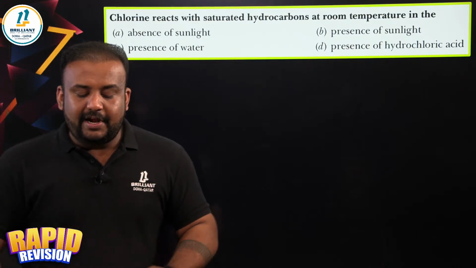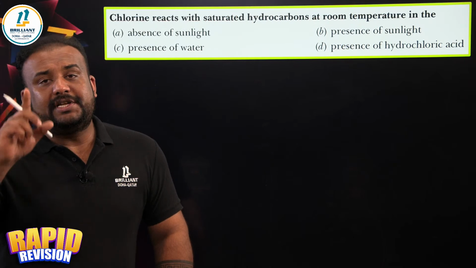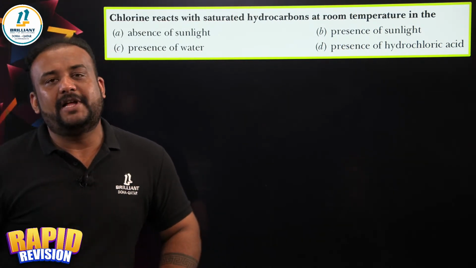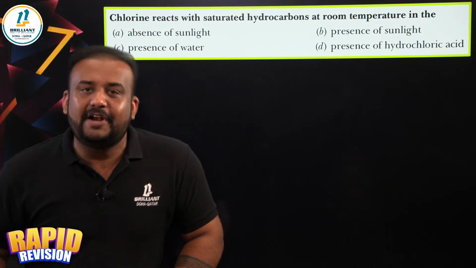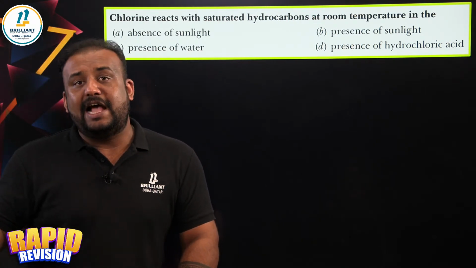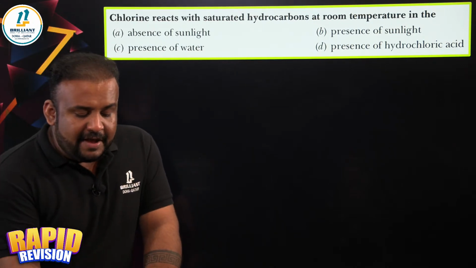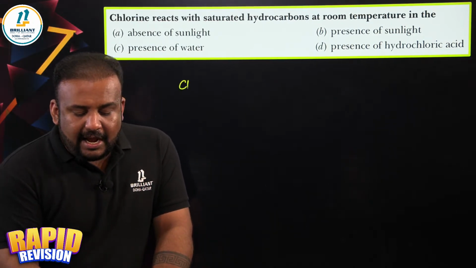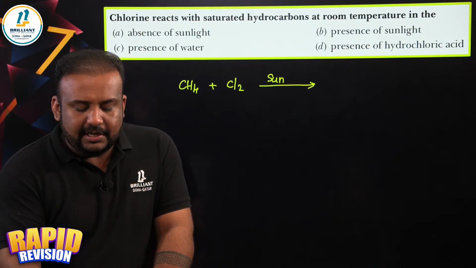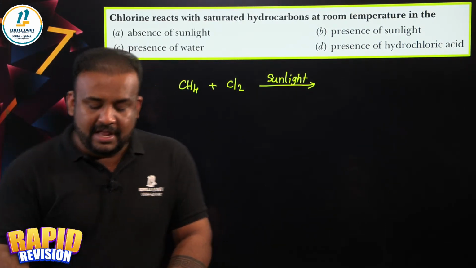Chlorine reacts with saturated hydrocarbons at room temperature in one of the most important reactions in the carbon and its compounds chapter. You have studied the chemical properties of carbon and its compounds. In that you have studied different reactions: combustion reactions, oxidation reaction, addition reaction, and the last one was substitution reaction. What was substitution reaction? When you take an alkane like methane and add chlorine in presence of sunlight, what will happen? A free radical halogenation reaction will happen.